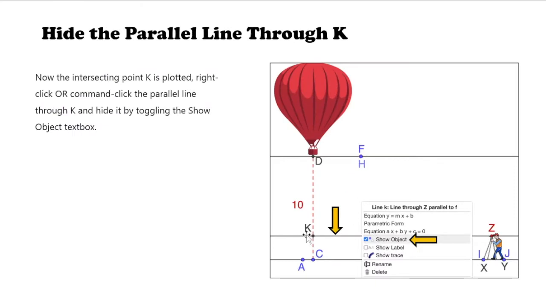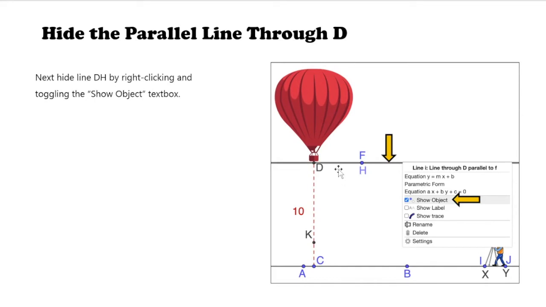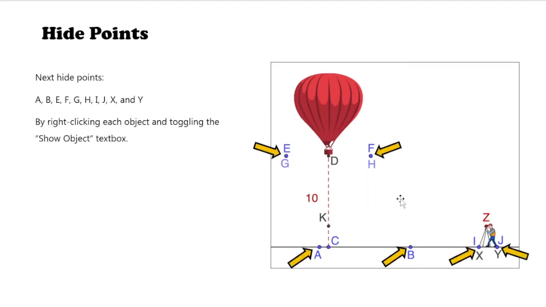Once we have that point K in there, we don't need this horizontal line that's parallel to AB anymore. So right click on that line and choose the Show Object checkbox so it hides. And then we'll do the same for the parallel line going through point D. Right click on it, toggle the checkbox so it hides. So now those parallel lines are gone.